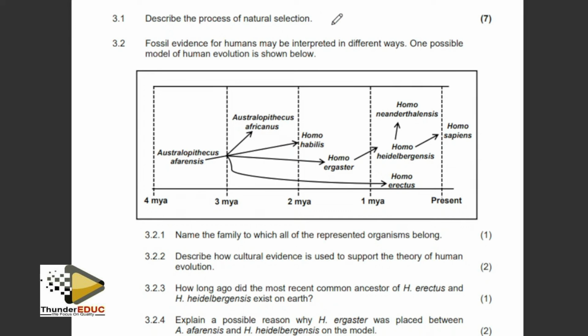Describe the process of natural selection. Now you see this one. You just explain. I explained it, so you don't use any example. Yes. Okay. Now, name.